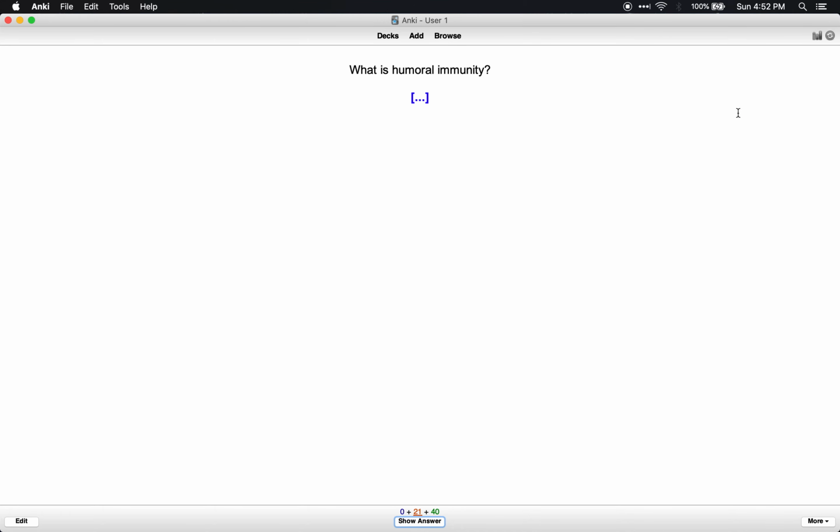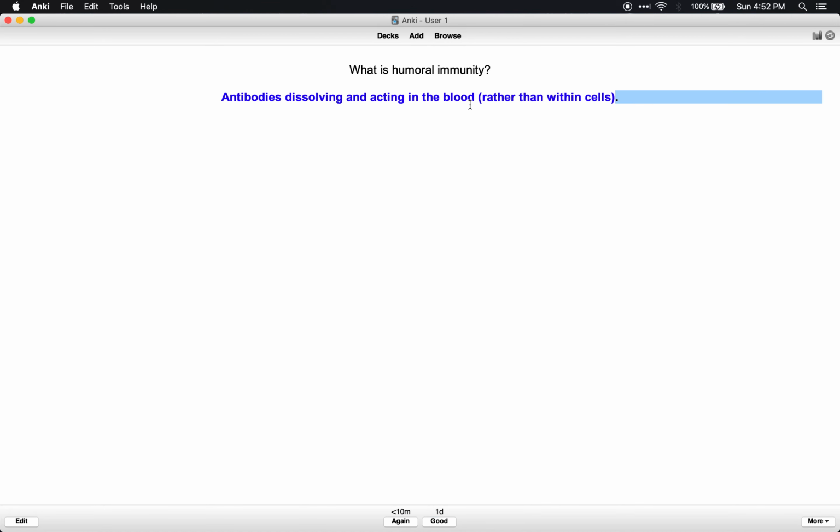Humoral immunity is antibodies acting in the blood rather than within cells.